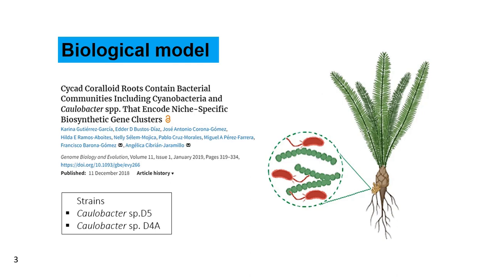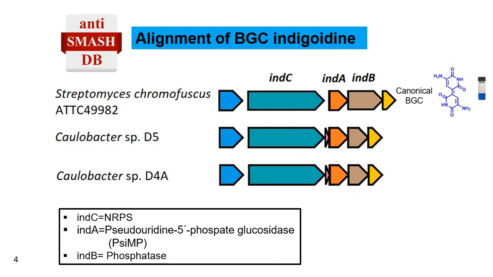In my biological model, we are exploring the genomes of two Caulobacter strains that were isolated from the coralloid root of cycad Dioon edule. The genomes of these endophytic strains were annotated using antiSMASH, where we identified a region with 80% similarity to an indigoidine BGC. We performed an alignment of the canonical indigoidine BGC reported in the Streptomyces chromofuscus strain with our indigoidine-like BGC, and two differences were notable.